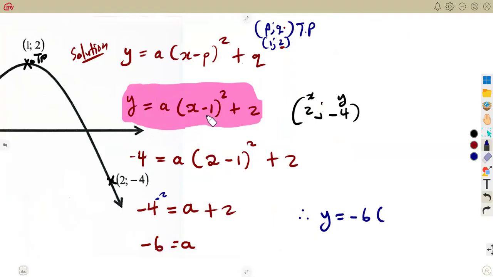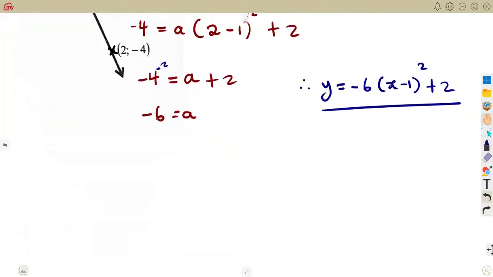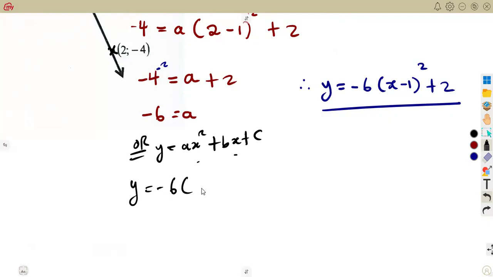minus 6. So everything remains as it is, which is x minus 1 squared plus 2. If you are given to express your answer in this form, you're going to leave it that way. Or let's say they asked you to express your answer in the form of y is equal to ax squared plus bx plus c. Let's say you are asked to express it in this way. You have to expand the y that we had, which is minus 6 into x minus 1 squared plus 2.